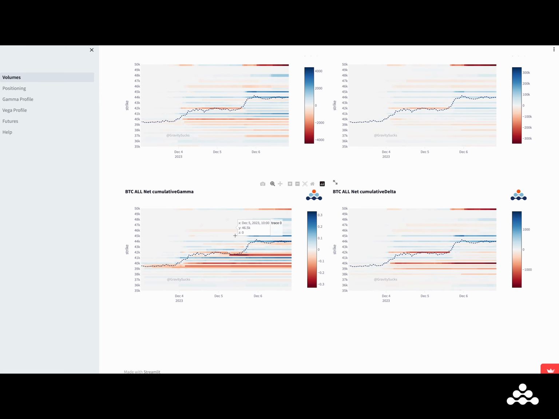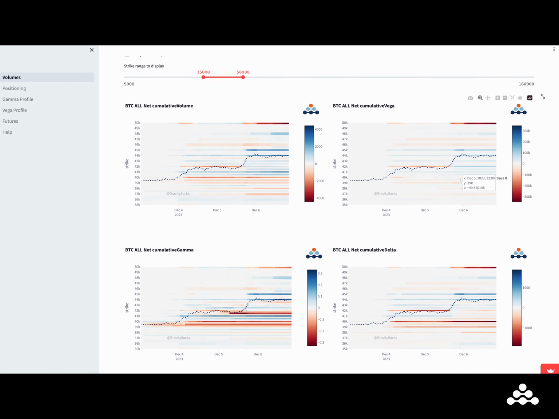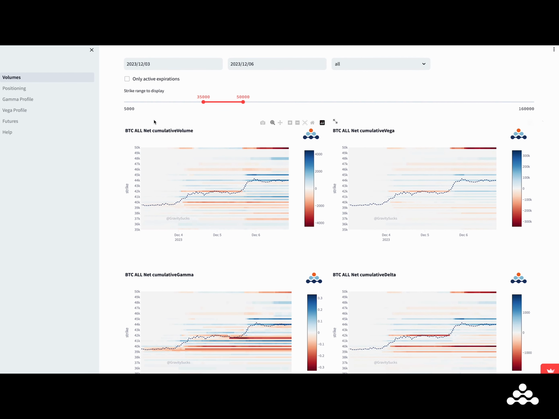Same thing down here in terms of Greeks. The bottom left chart is going to be cumulative gamma, and the bottom right chart is going to be cumulative delta. Again, we know the delta of the contract, the gamma of the contract, and so on. We know if the takers or the street is buying or selling that particular contract, and now we can see the net effect through time.